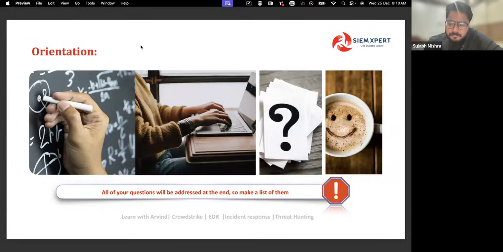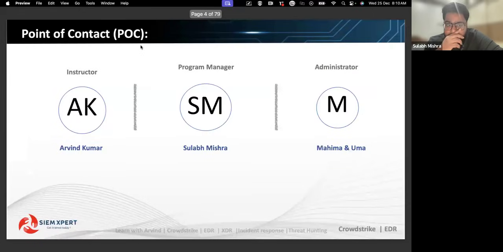With that, I would like to take another minute to explain the points of contact, because these points of contact will help you understand whom to reach out to and when you have to reach out to these certain people.